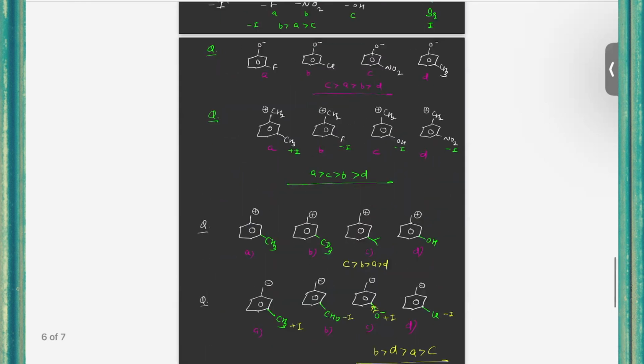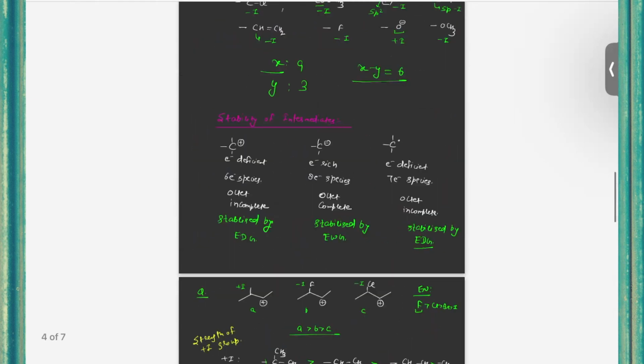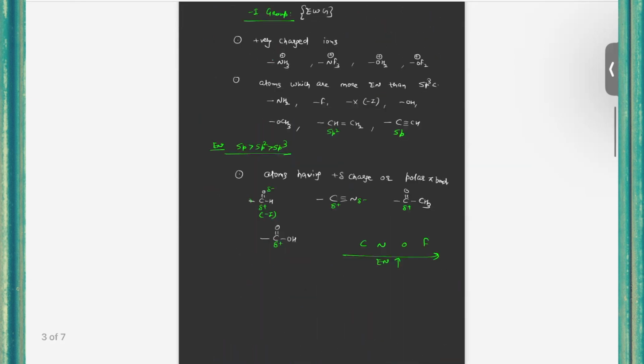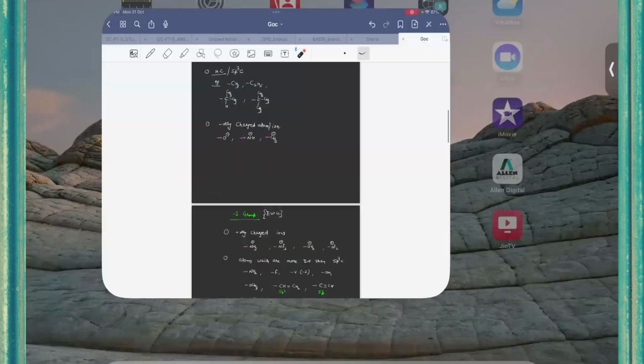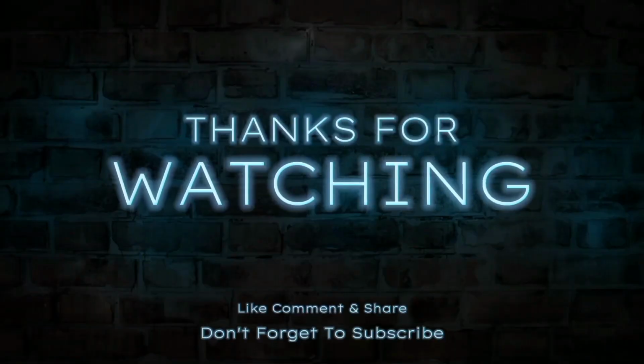Okay, sir. What do you say? Now, are you able to understand whatever was taught in the class? Yes, sir. You will be able to do the question now. Okay, sir. Okay, so in the resonance, you know how to draw the resonating structure.